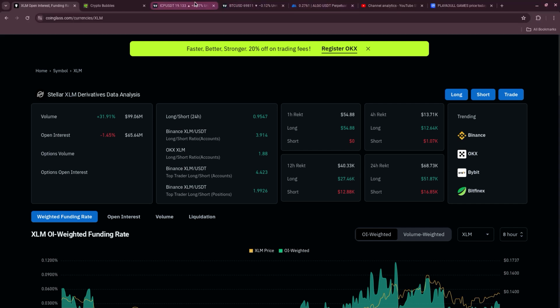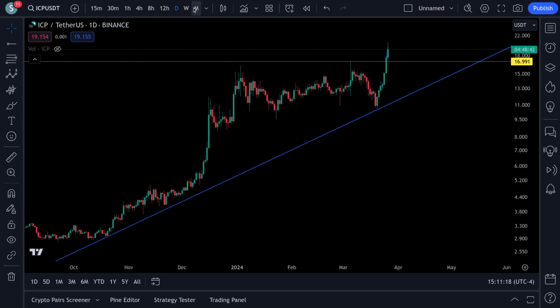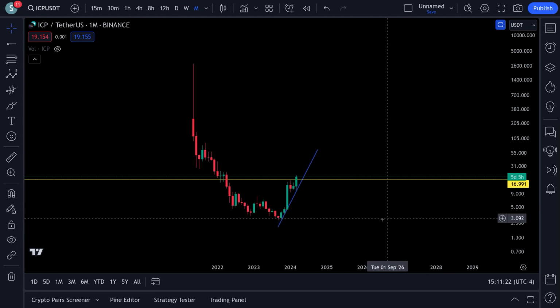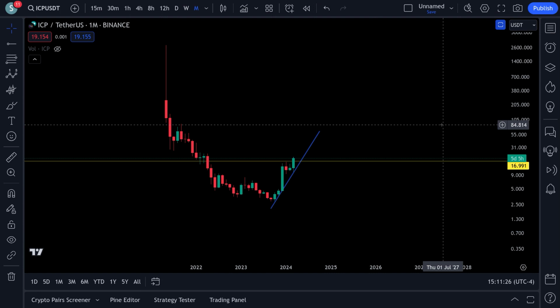I absolutely love this thing. Love it. Out on a monthly, look at that. Look at this chart. I did an ICP video for the bull run, the price target for the bull run. If you haven't seen that, please go watch it. It is definitely worth watching.